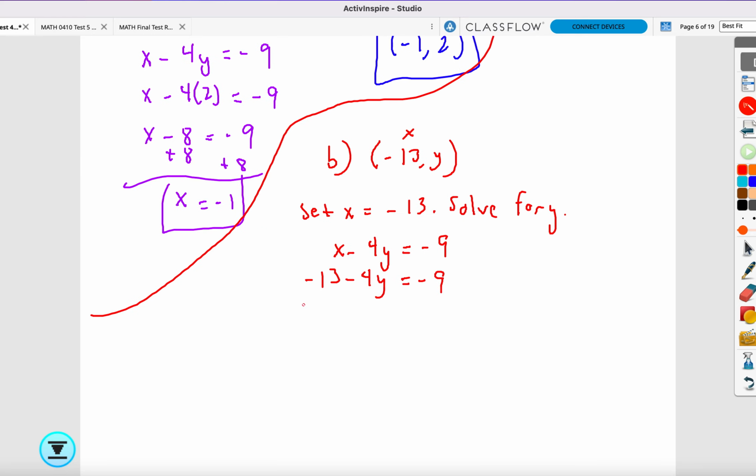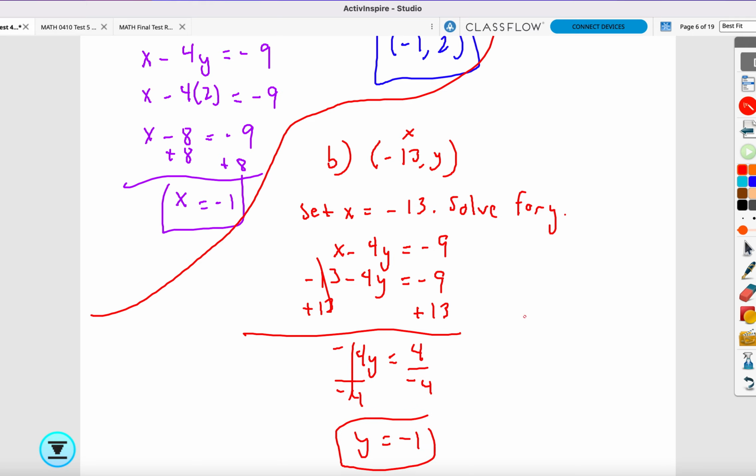Solve for y. Add 13 on both sides. So I'll bring down the negative 4y. This is 4. Divide both sides by negative 4. So we get y is equal to negative 1. So then the solution would be negative 13 comma negative 1. And we're done.